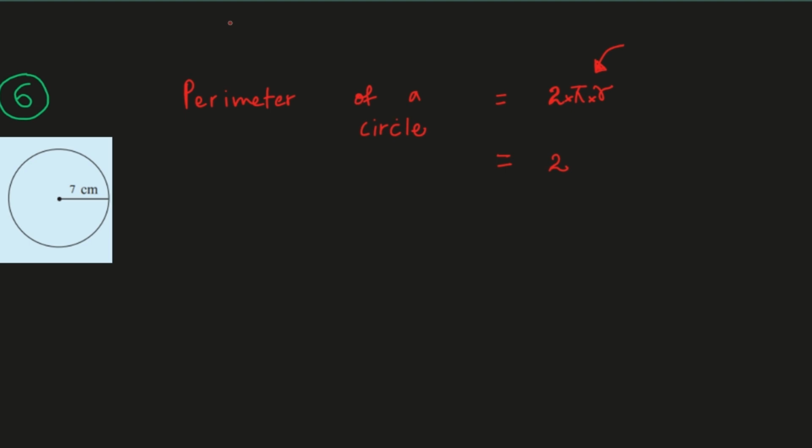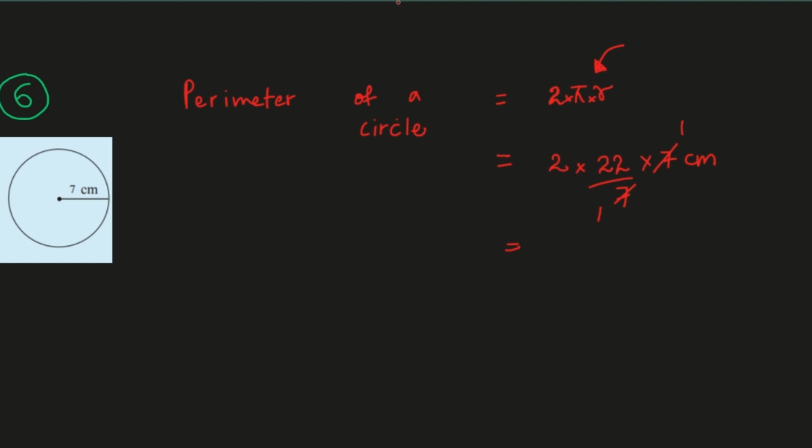So we can write 2 into, what does π mean? I have already told that. π means 22 upon 7. What does r mean? R means this radius. So r is 7 centimeters. Now we can simply divide this 7 and this 7. So 7 divided by 7 is 1, 7 divided by 7 is 1.